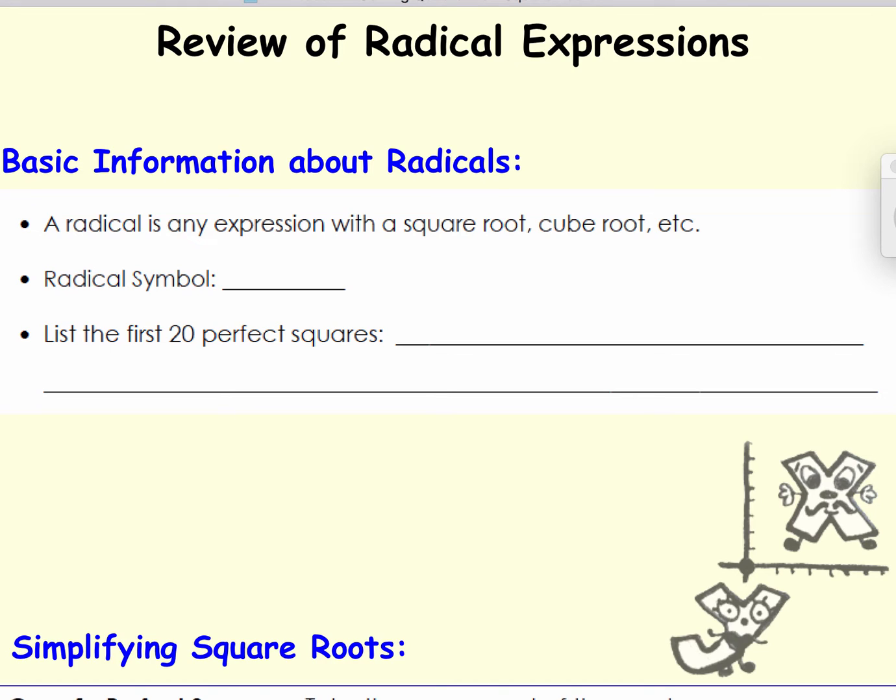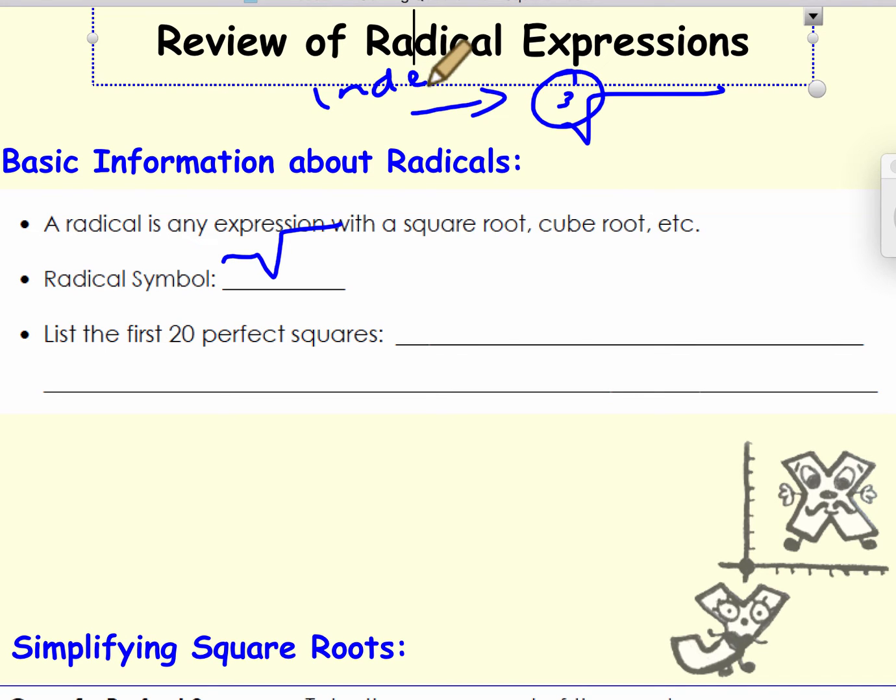A radical expression, remember, is something with a square root, cube root, etc. The radical symbol looks like this. And just as a note, sometimes there's a number there. If there's a number there, that number is called the index. If you don't see a number, it's a square root. If you do see a number, it's another root. This is a cube root, for example.